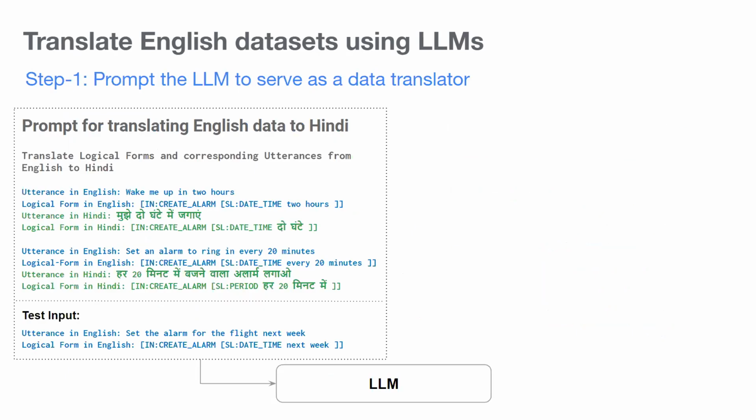Given a test example in English, we dynamically construct a prompt containing a few short translation examples sharing the same intent or slot from the seed set. The prompt concatenated with the test English example is fed as an input to the large language model to generate the translated example in the output.